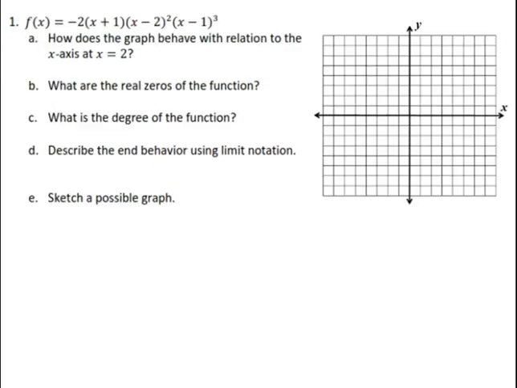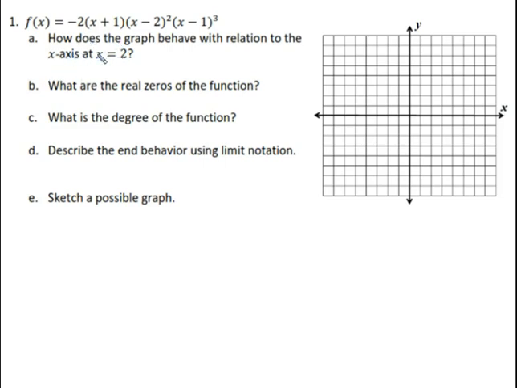Alright, so let's try to actually bring all of this information together. I know it's kind of a lot to take in at once, but let's bring all of it together to help us graph this polynomial equation by hand. So the first thing we're going to do is analyze what's going on, and then once we analyze it, we're going to transport that information onto our coordinate graph over here. So the first thing we're going to figure out is, this particular question is asking us, how does the graph behave with relation to the x-axis when x equals 2?